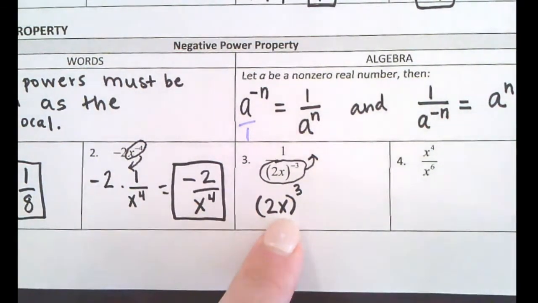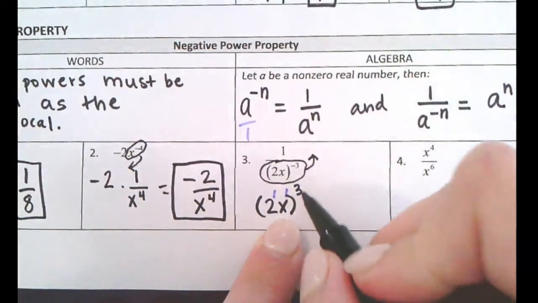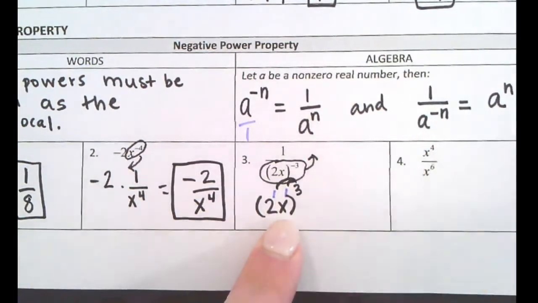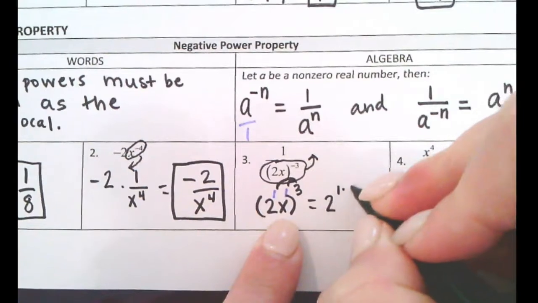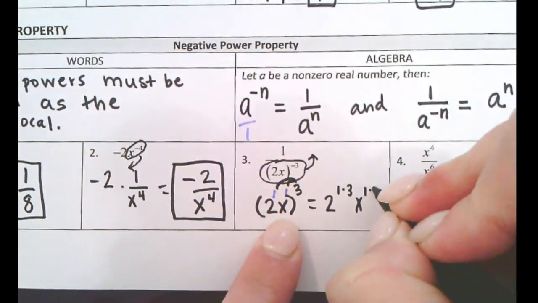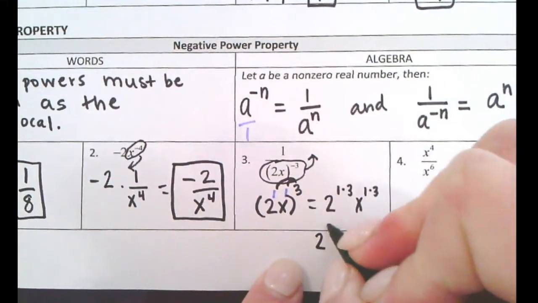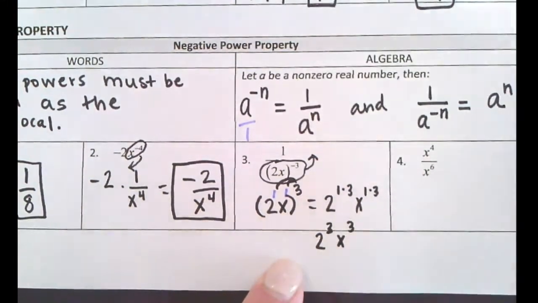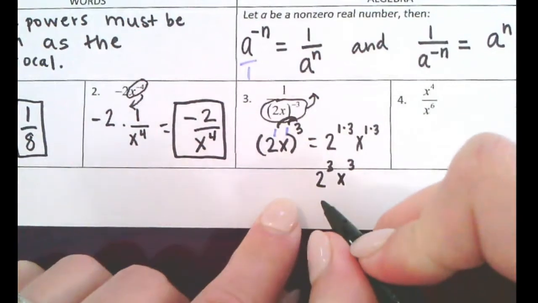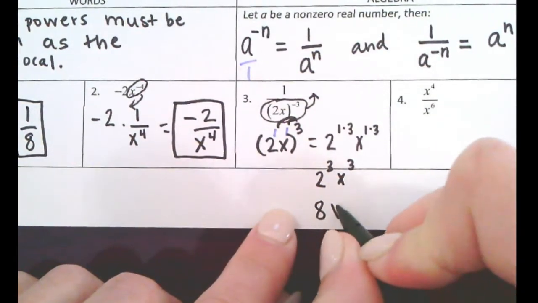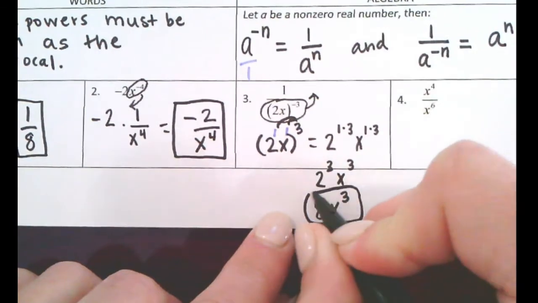This is power of a product. Both of them have powers of 1. So I'm going to simplify this all the way down by distributing. And I have 2 to the 1 times 3 and x to the 1 times 3, which becomes 2 cubed x cubed. 2 cubed is 2 times 2 times 2, which is 8x cubed. So this is fully simplified.